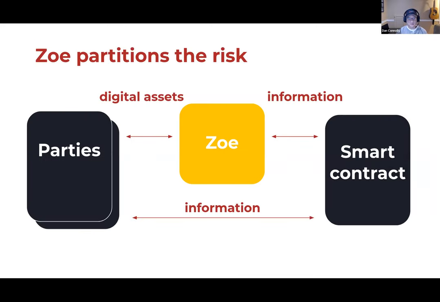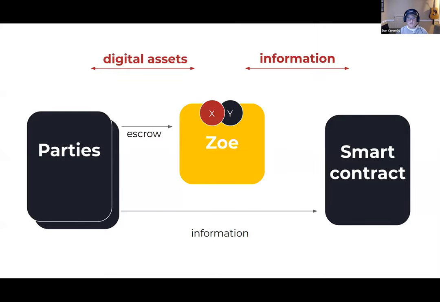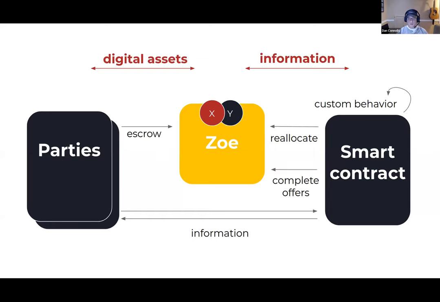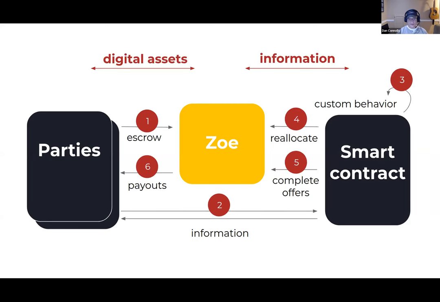Okay, and then this is just the pictures. So the digital assets go back and forth between the parties to the contract and ZOE. And then the smart contract just sends and receives information from ZOE and the parties. So you escrow the rights, and then you say something to the smart contract, and there's custom behavior in the smart contract, and one of the APIs, for example, is reallocate. It can reallocate X and Y between the parties, or at least it can instruct ZOE to do that, but it never directly has access to the funds, and it can only do the reallocation in ways that respect the offers that the parties made. Then you complete offers, and then the parties get their payouts. There it is in order.